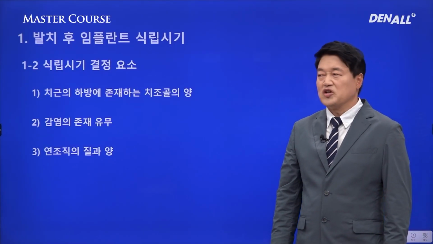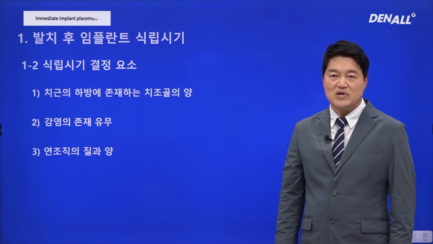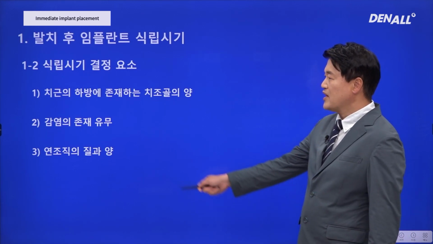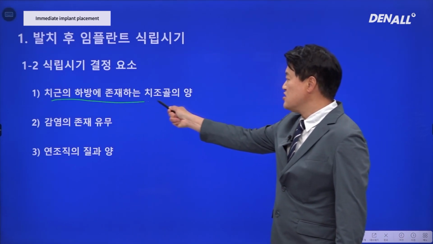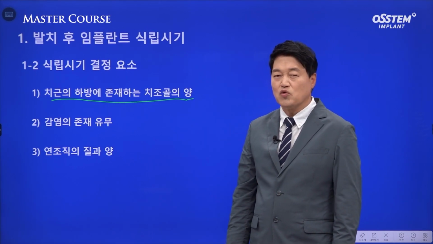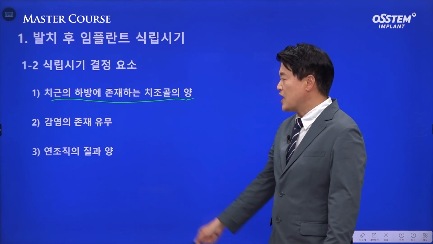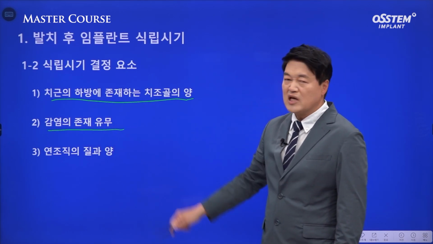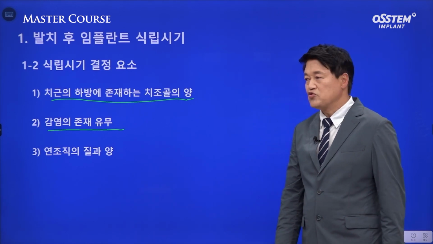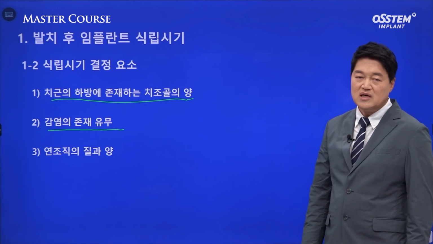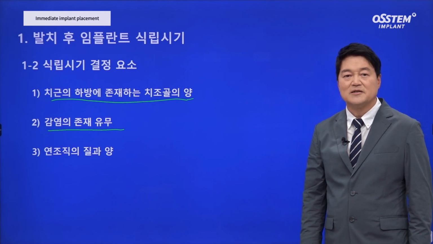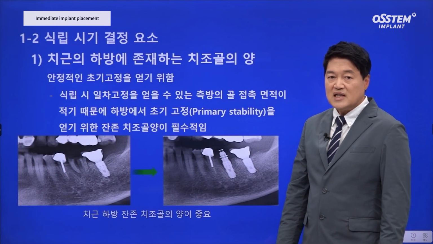In determining when to place the implant, there are factors that need to be considered when we determine the placement time. The amount of alveolar bone below the root. If there's available bone, you can do immediate implant placement. If there isn't, you can't do it. You need to also check whether there's acute inflammation. Also, the quality and quantity of soft tissue needs to be evaluated, and this also affects the implant placement period.